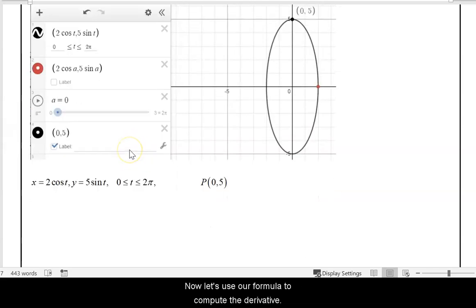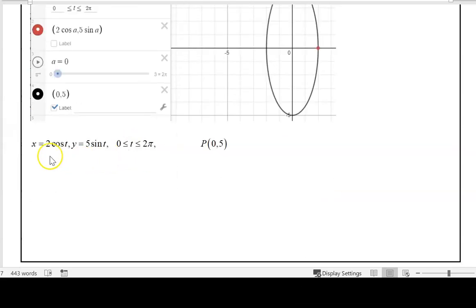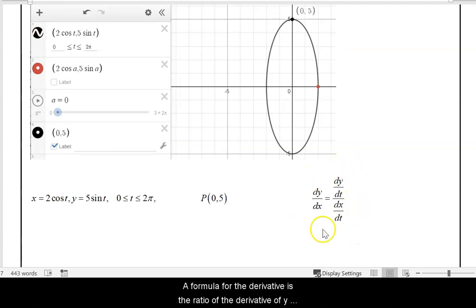Now let's use our formula to compute the derivative. In parametric form, I have x equals 2 cosine of t, y equals 5 sine of t. Recall our formula for the derivative. Our formula for the derivative is the ratio of the derivative of y with respect to t divided by the derivative of the x equation with respect to t.